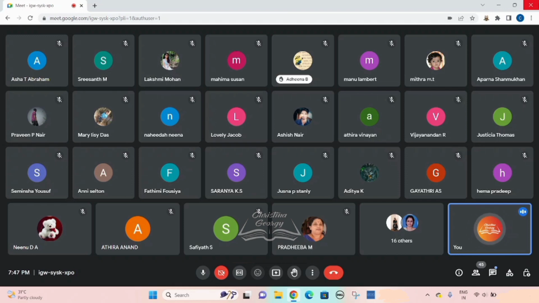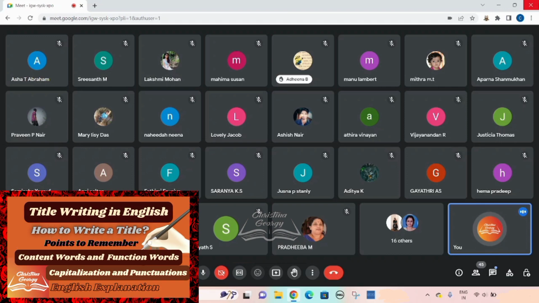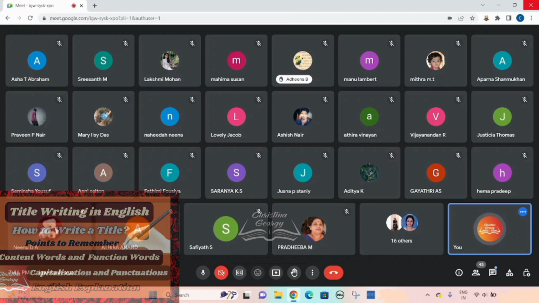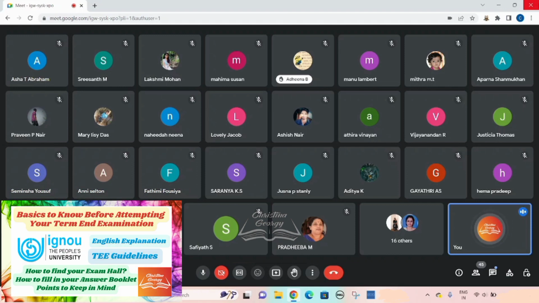Similar is the case with the title. Whenever you are writing the title of a poem, write the full title. If there is a subtitle, do not forget to write the subtitle. Capitalize the content words. I hope you remember the way we studied how to write a title. Alright, moving on to the next question.